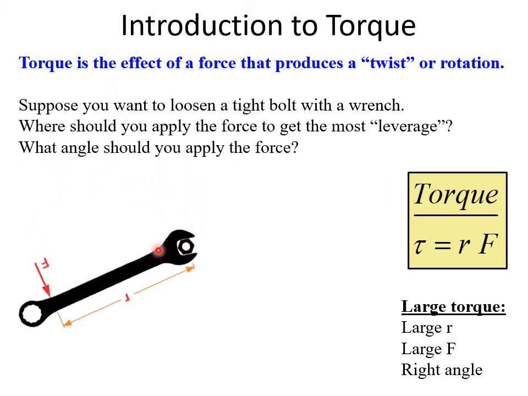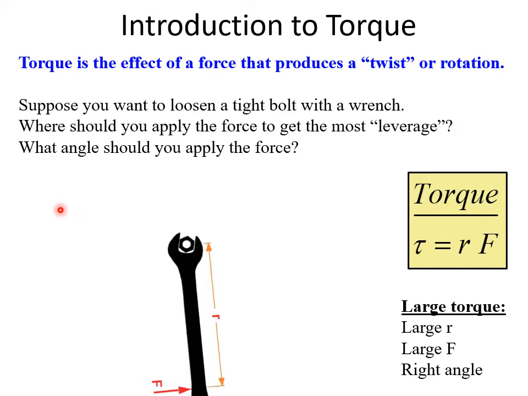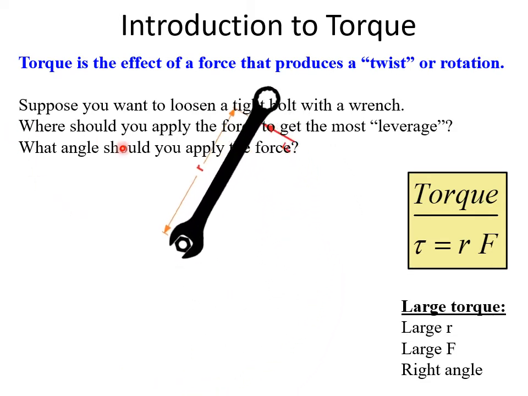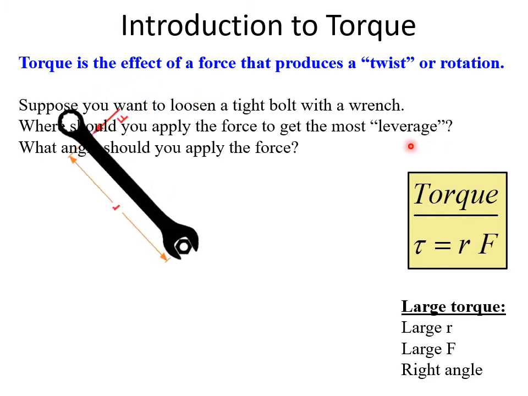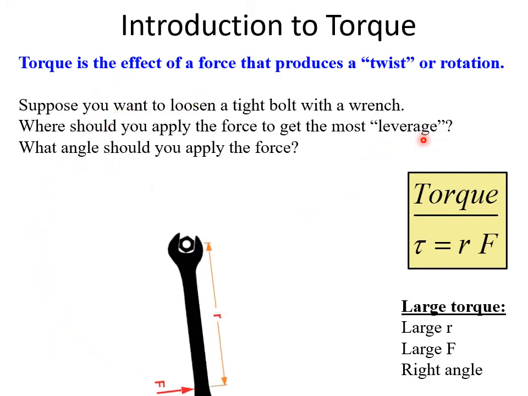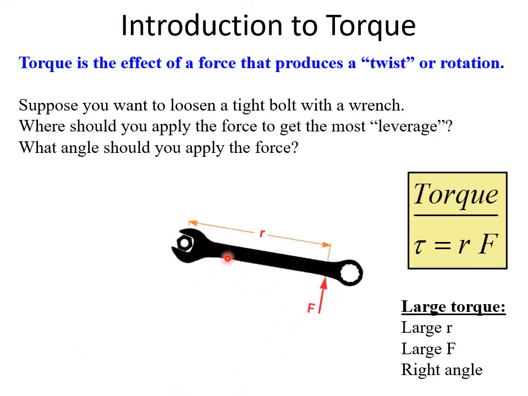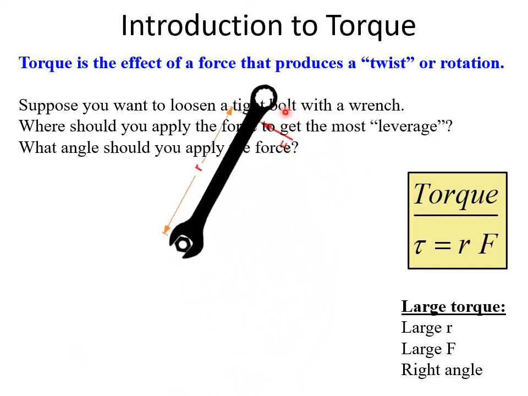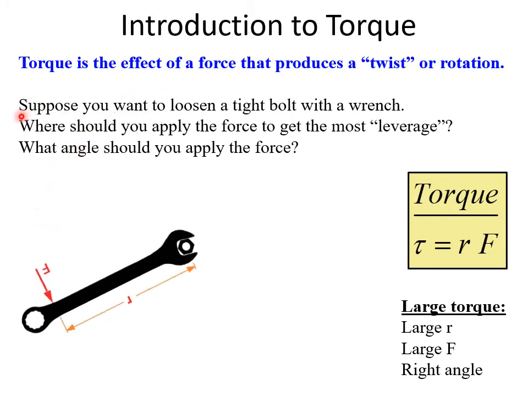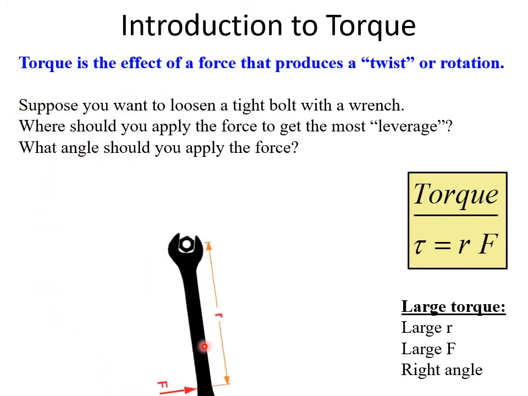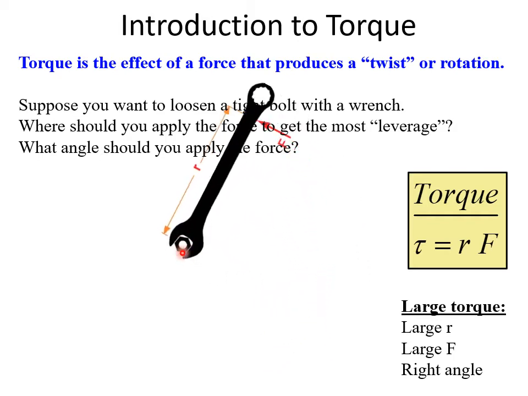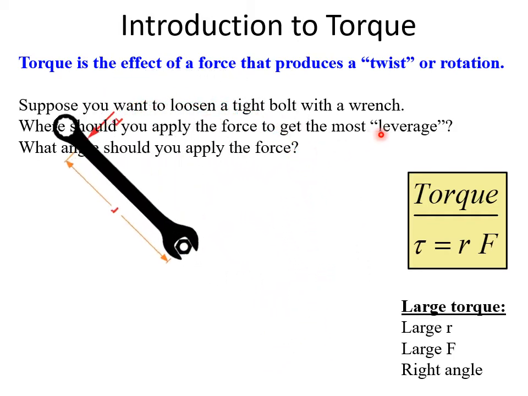So you go to the toolbox and you grab this nice crescent wrench here. The question is, where should you apply the force to get the most leverage? In other words, if the bolt is really tight, where would you want to grab this wrench? Would you want to grab it close to the bolt here or far away on the handle here? Well, I think, if you've ever used a wrench, you probably realize that you want to grab and apply the force as far away from the bolt as possible to get the most leverage here.